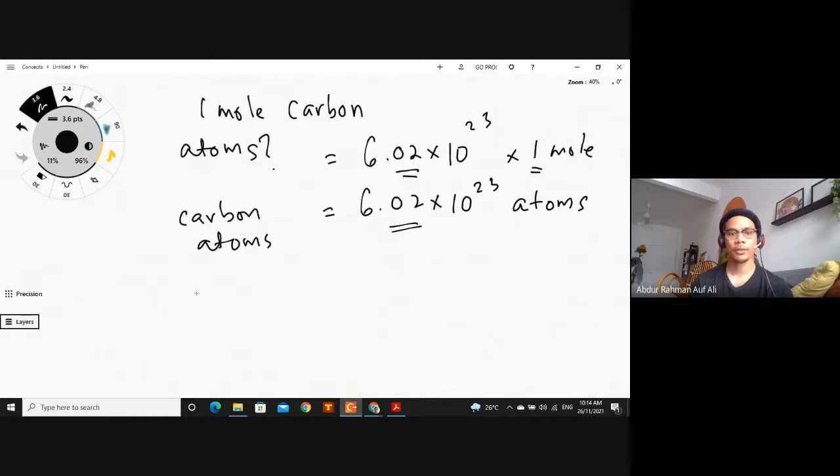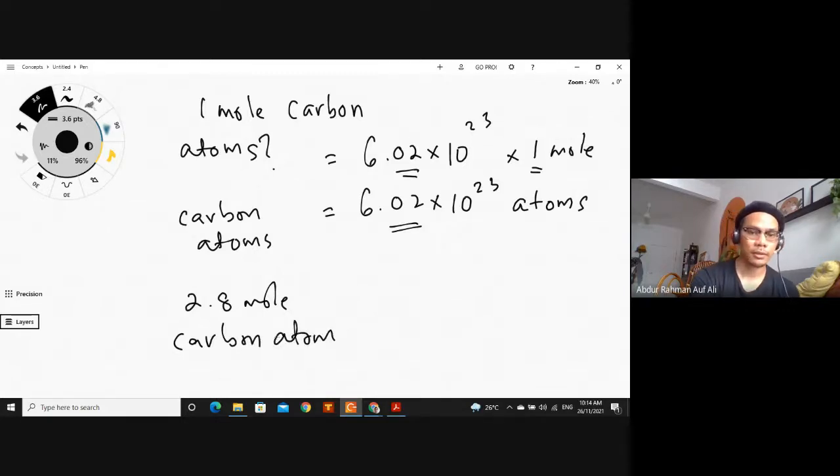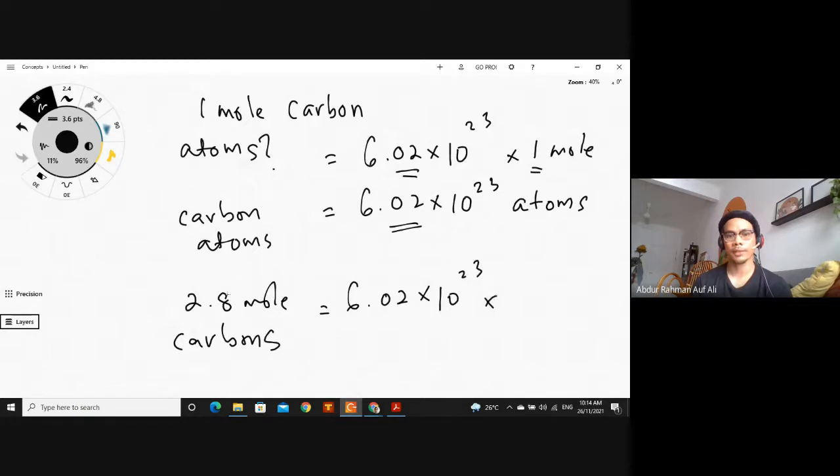Kalaulah saya ada 2.8 mole of carbon atoms. How many, carbon, okay, I have 2.8 mole of carbons. How many atoms do I have? So saya ambil Avogadro number, darab 10 kuasa 23, darab dengan bilangan mole yang saya ada, which is 2.8 mole. So you take a calculator, you multiply these two values, dapatlah bilangan atoms.